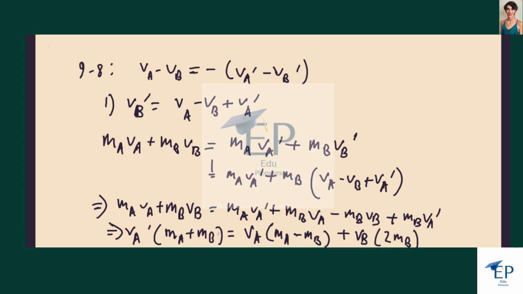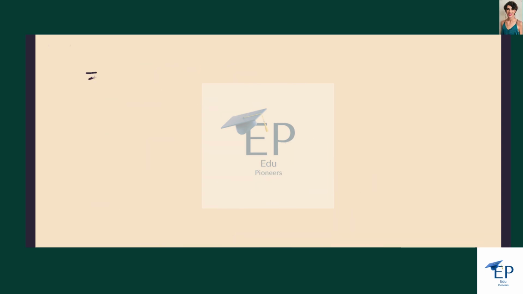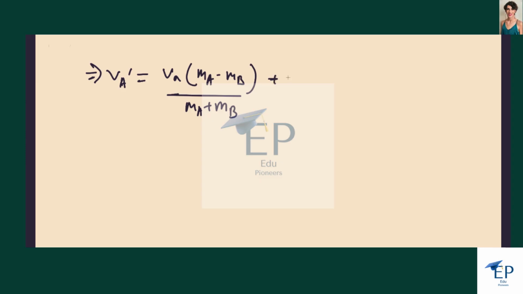So we divide both sides by MA plus MB, and lo and behold, VA prime is equal to VA times MA minus MB over MA plus MB plus VB times 2MB over, again, MA plus MB. And that's the first part.